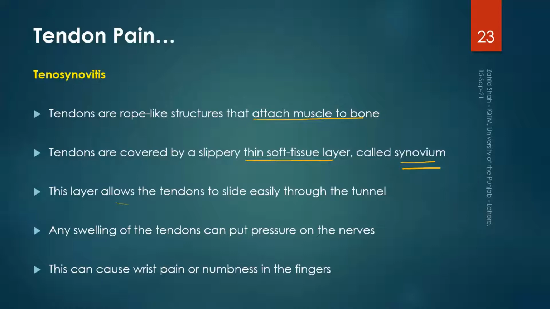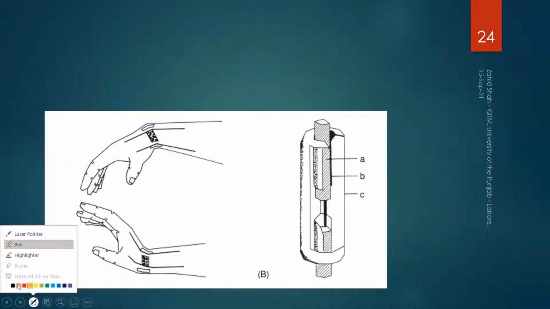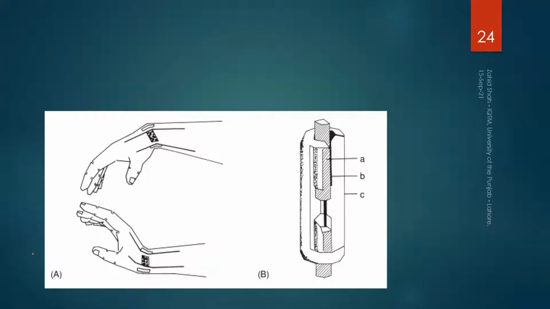So any swelling of the tendon can put pressure on the nerve. This can cause wrist pain or numbness in the fingers. So here is the figure that is very helpful to understand what is meant by swelling of the tendon sheath. So the thing shown right in the middle is the tendon.